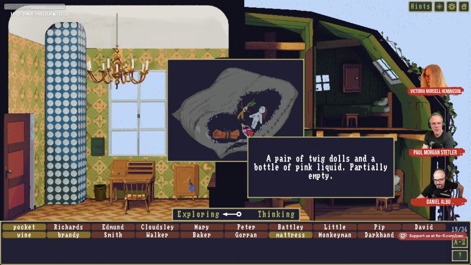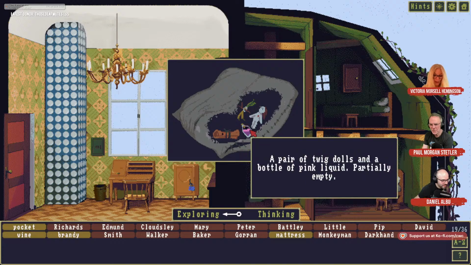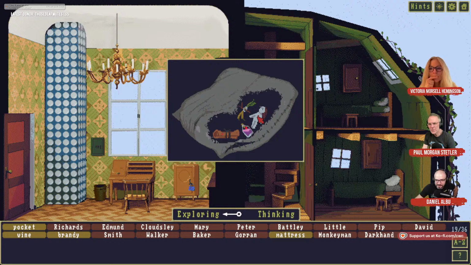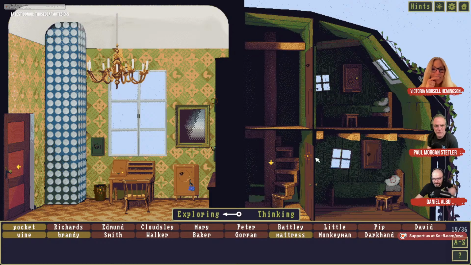Well, twig dolls. Wait a minute. I wrote down that somebody liked somebody. Now I can't find it. Oh, Peter Batley likes Mary, so maybe he's going to need the love potion. Look at Tori taking this seriously. Pair of twig dolls. Got that. Okay. None of these will probably come into play at all. Come on, let's grab stuff.